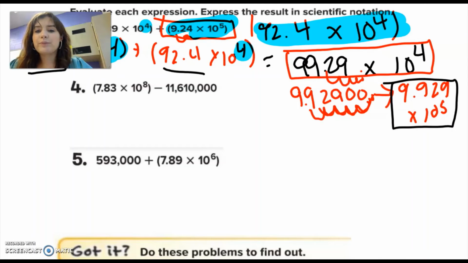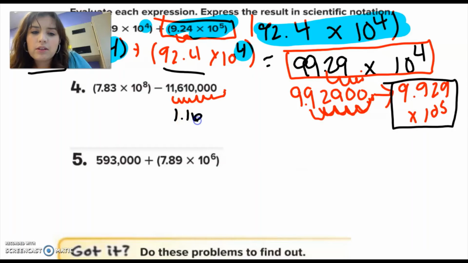So for number 4, to combine these, we have to have our second number written in scientific notation. So we're going to start that, which we know how to do, a decimal at the end. We moved it 1, 2, 3, 4, 5, 6, 7 times. So now we have 1.161 times 10 to the 7th power. So that is our new number.